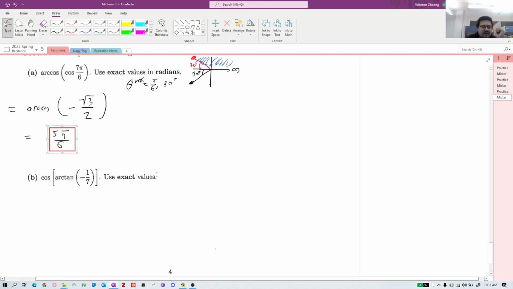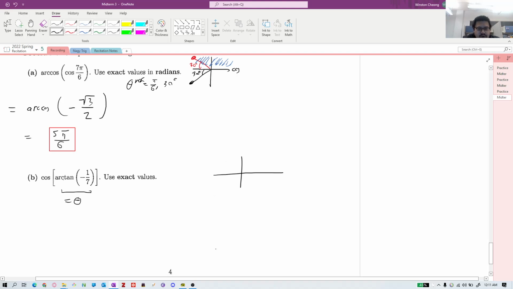Okay. Now for part B, we have trig of arc trig. The way we handle this is we know that whatever this is, it's going to output some angle. This is going to give me some angle. So I should view an arc trig evaluation as corresponding to some triangle.